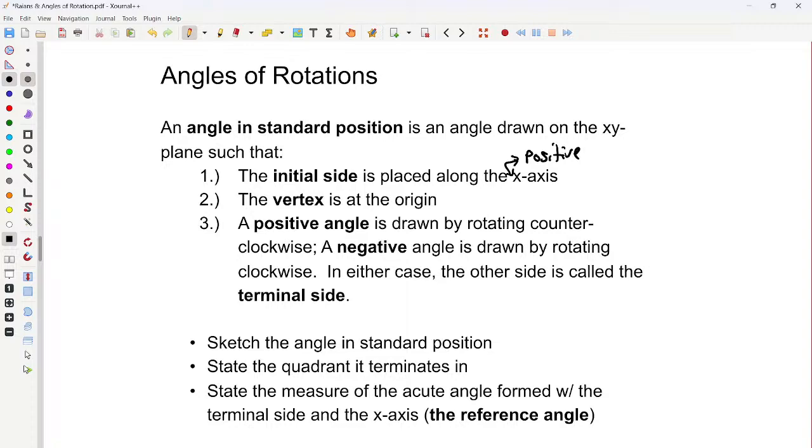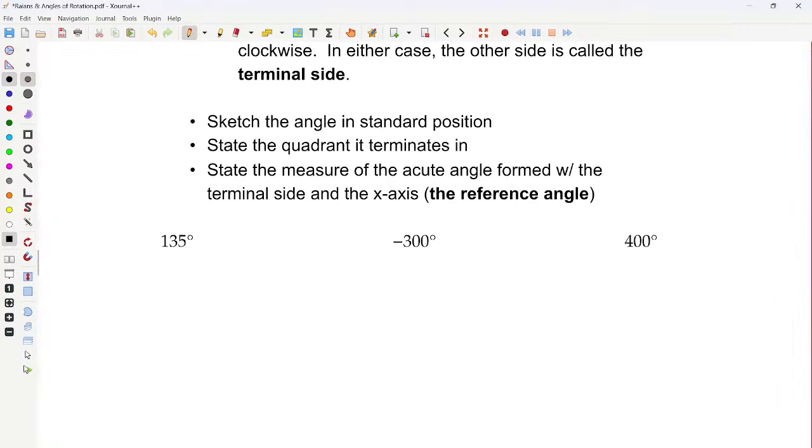All right. So to give it more visual than just my arm in the air, we're going to sketch angles in standard position. We're going to state the quadrant that they terminate in, that I just reminded us go 1, 2, 3, 4. And then we're going to find the measure of the acute angle formed with the terminal side and the x-axis, which is formally called the reference angle.